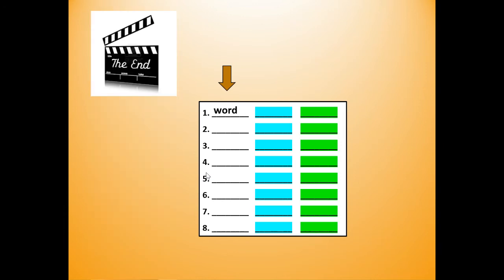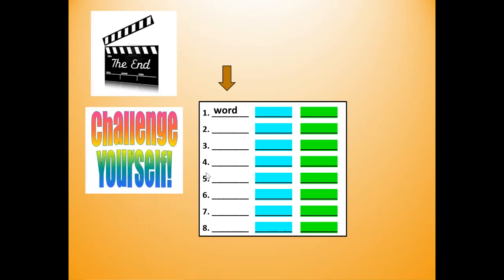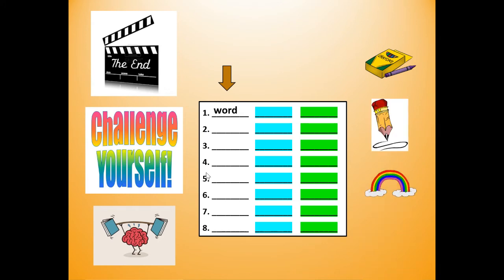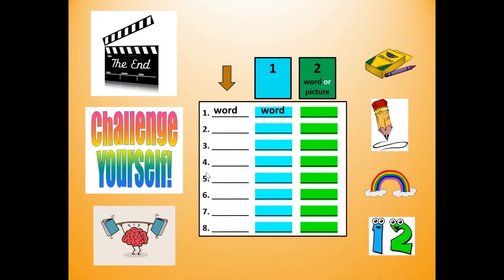All right, so it's the end of our lesson, so it's time to challenge yourself. You've written all 8 vocabulary and sight words, so get your crayons or your pencil to rainbow write or just write your words 2 more times. You can also challenge yourself by drawing a picture or sketch to help you remember the word.